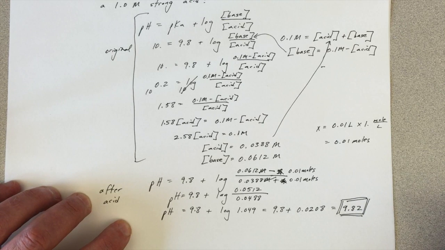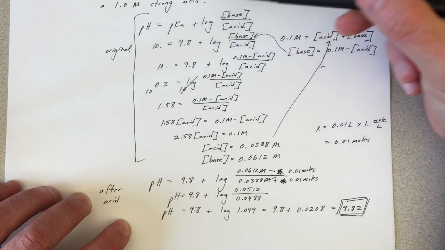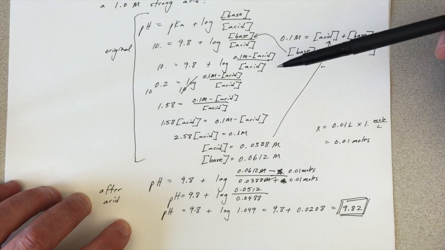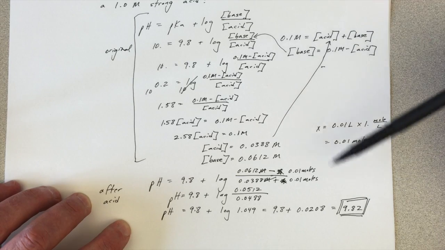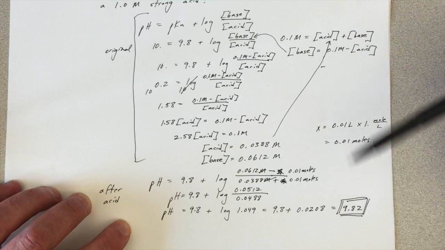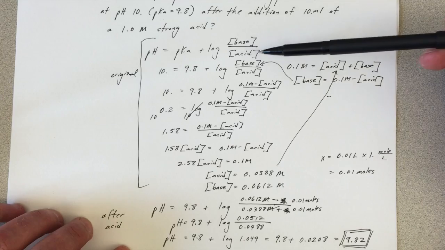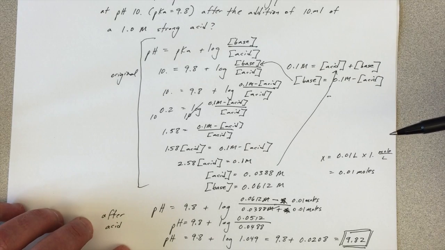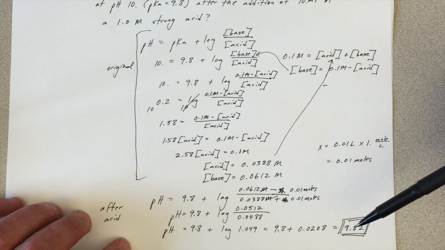Does that make any sense? Well, my original buffer was at pH 10. I added some acid and it decreased the pH to 9.82. So I'm going in the right direction. It didn't make a huge jump, which really reflects the buffering capacity of this. If we added this concentration of strong acid to water, we would end up with a pH of about 2. So this is a decent buffer, and it did a decent job of maintaining the pH.